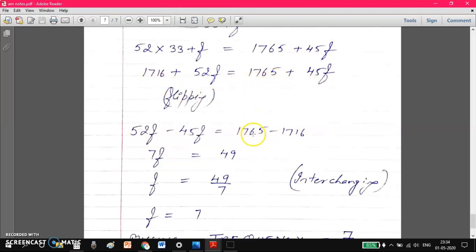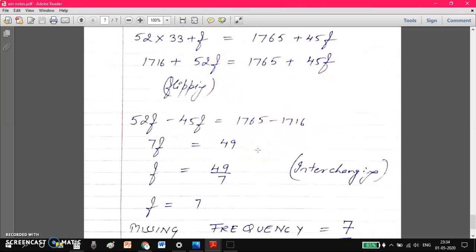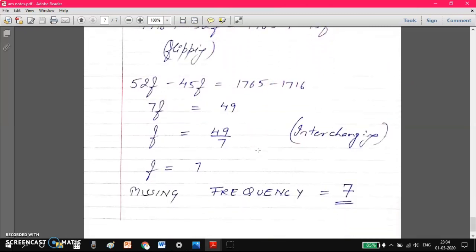1765 is of plus, it will be of plus, and 1716 is of plus, it will be of minus. So you can see that we have flipped the numbers, and after subtracting all the numbers, we'll get 7f is equals to 49.